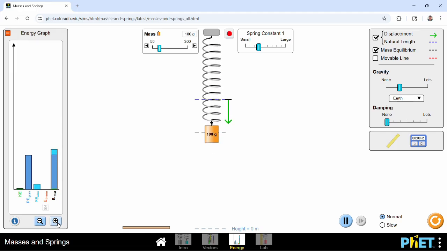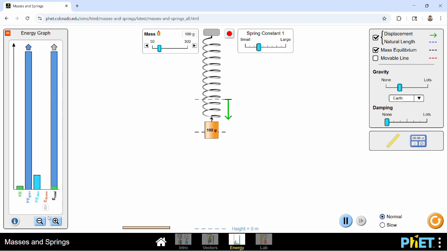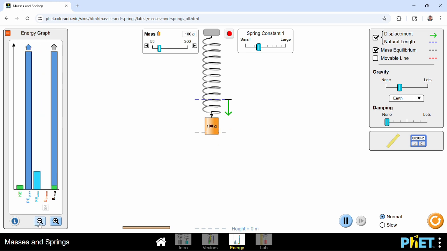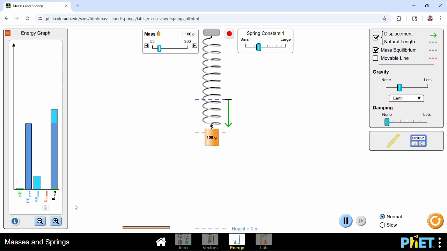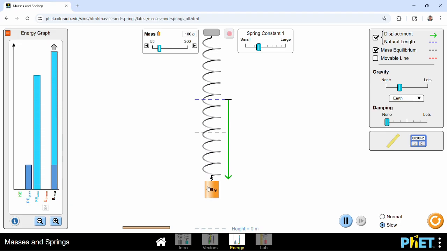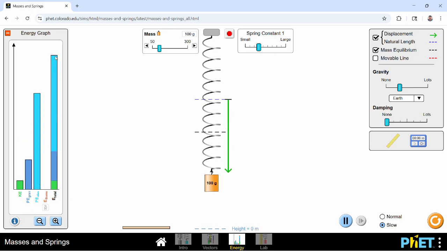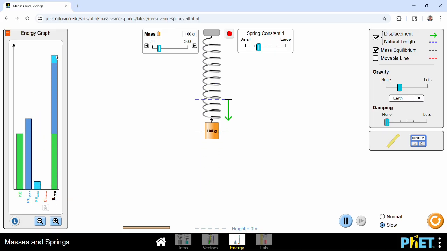I don't know if there's a way to do better other than zooming in and losing the potential energy scale. But maybe this will be a little bit better. So here, let me slow down the simulation and I can max out the scale here. And when I let go, this is what you see. The total mechanical energy remains constant.